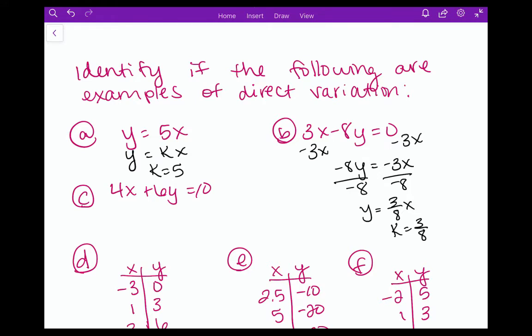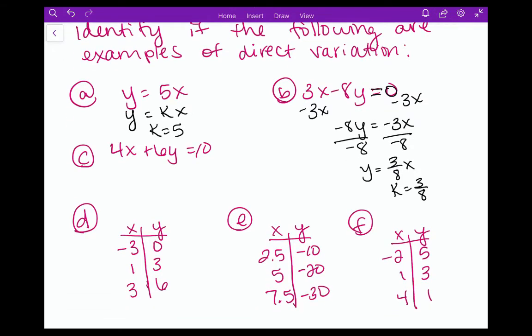So notice example B is in standard form. If the equation is in standard form and it's equal to 0, then that is going to be direct variation. If you look at example C, it's standard form, but it's equal to 10. Therefore, this is not direct variation. So that's how you can tell direct variation from an equation.